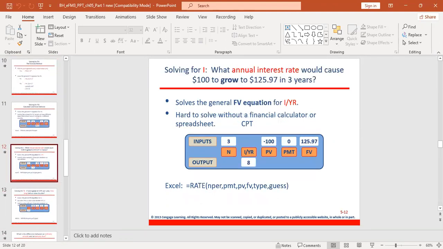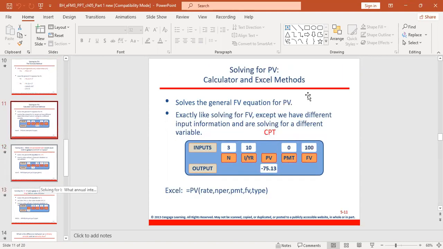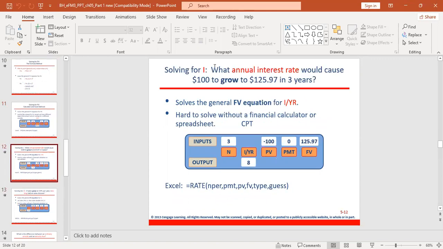Okay. So you can also be asked to find I. Sometimes the question can ask you to find the interest per year. Solve for I. What annual interest rate will cause $100 to grow to 125.97 in 3 years? So for this type of question, you need to ask yourself first, which one is the future value and which one is the present value? In this question, you are not told directly, but you can use your common sense.